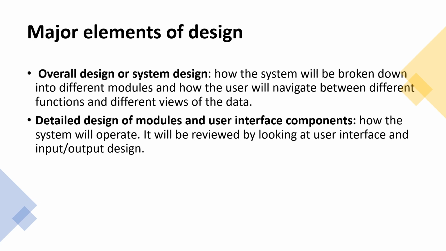Major elements of design. The design stage will include the following elements, activities or tasks. One is the overall design or the system design, that will show how the system will be broken down into different modules and how the user will navigate between different functions and different views of the data. The detailed design of modules, the user interface, that is how the system will operate, will be reviewed by looking at user interface and input/output.